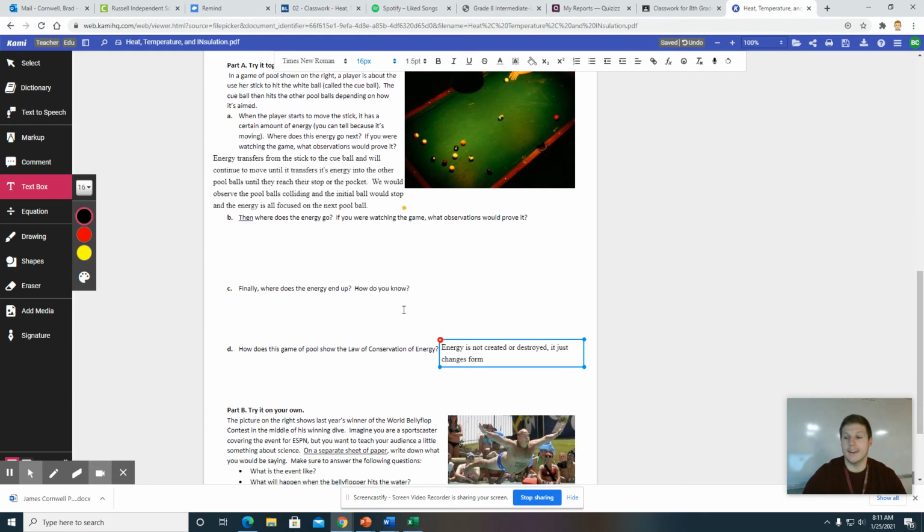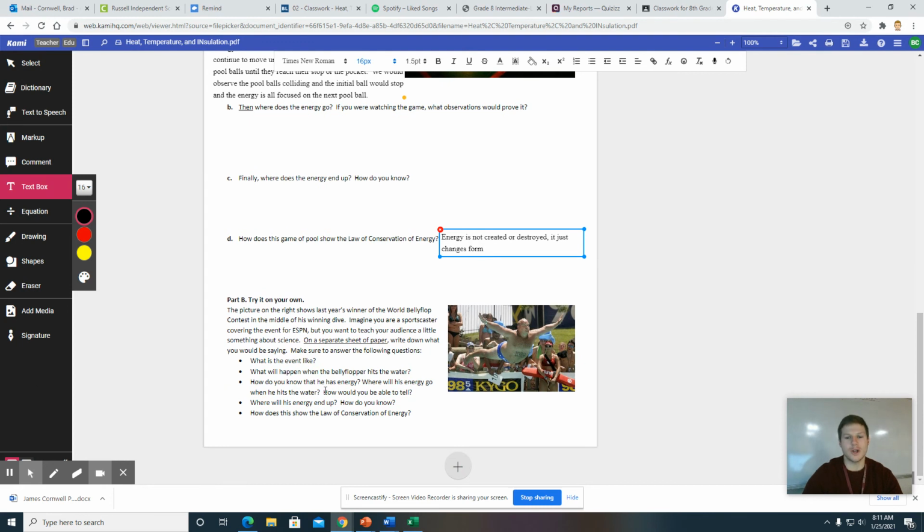Okay. And I gave you all too much information up here in the first one. Really how this should go is this energy should go right here. So energy transfers from the stick to the cue ball, and will continue to move until it transfers its energy. And then we go down here to the other pool balls, and then they will knock into each other. And then finally, it will end up in the pocket. And then we have to talk about our observations that we see because of this. Now, this one, try it on your own.